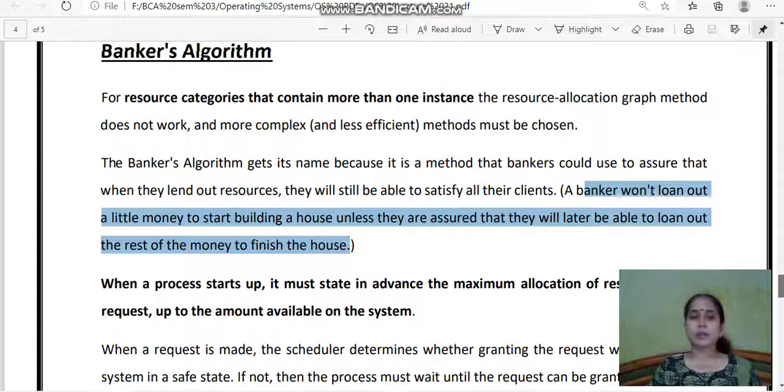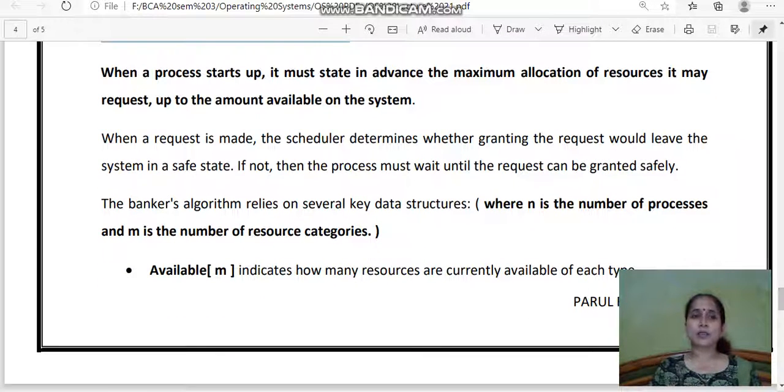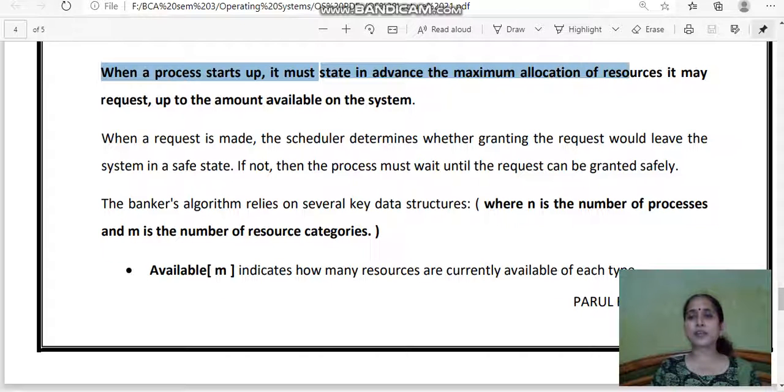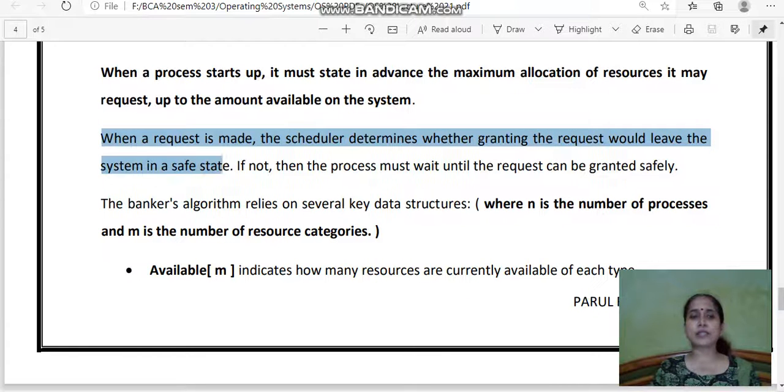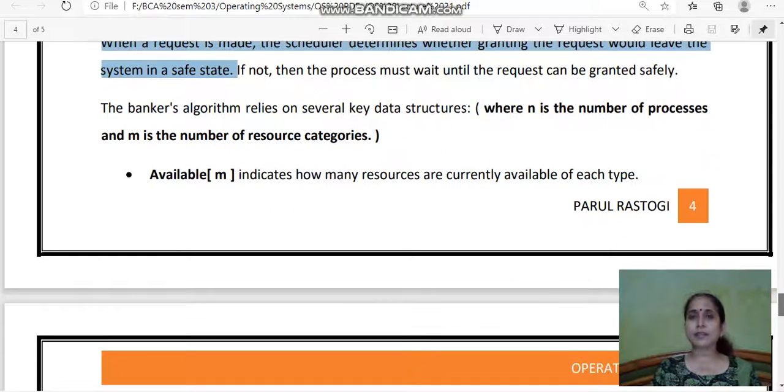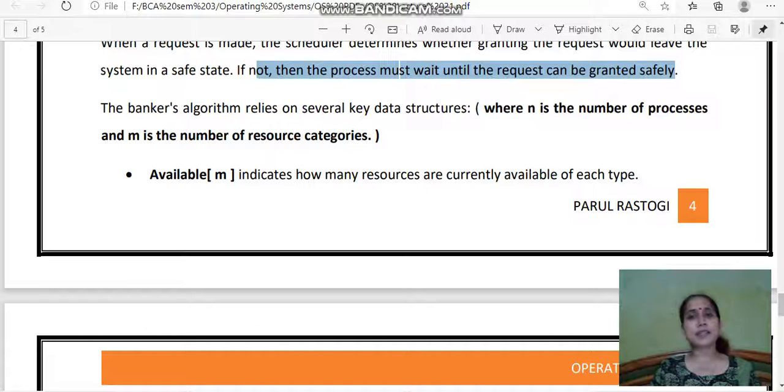Okay, so let's see what is it. When a process starts up, it must state in advance the maximum allocation of resources it may request up to the amount available on the system. When a request is made, the scheduler determines whether granting the request would leave the system in safe state. Safe state से मतलब है a state where deadlock is not happening. If not, then the process must wait until the request can be granted safely.